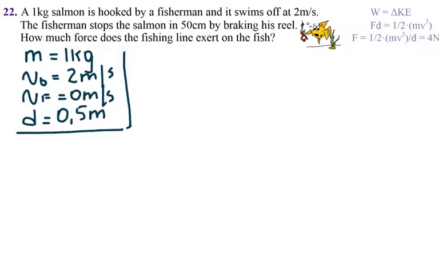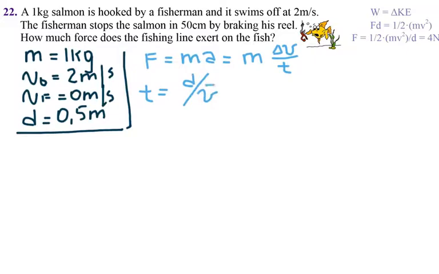So I'm going to use the old method, the way I would solve it. The force is equal to mass times acceleration. The acceleration is the change of the velocity over the time. The time is not given. So the time is equal to the distance over the average velocity. The distance is 0.5 and the average velocity is 1. So the time is 0.5 seconds.